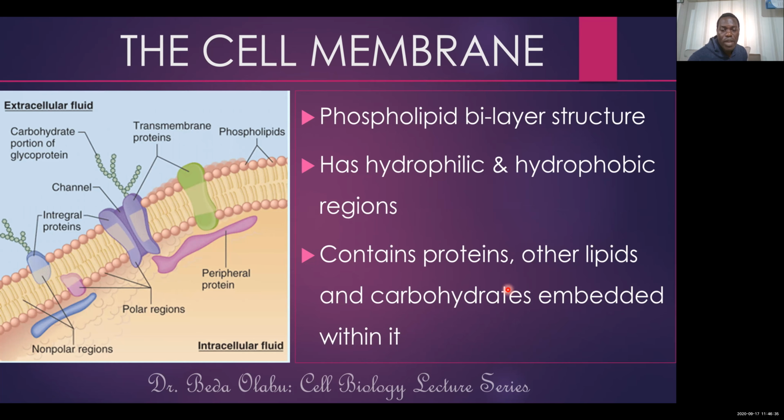Lastly, we have carbohydrates. Carbohydrates constitute about 3% of the cell membrane molecules. Nothing much about their role. Most of them are actually linked with proteins to constitute part of the antigenic functions. That is the structure of the cell membrane.